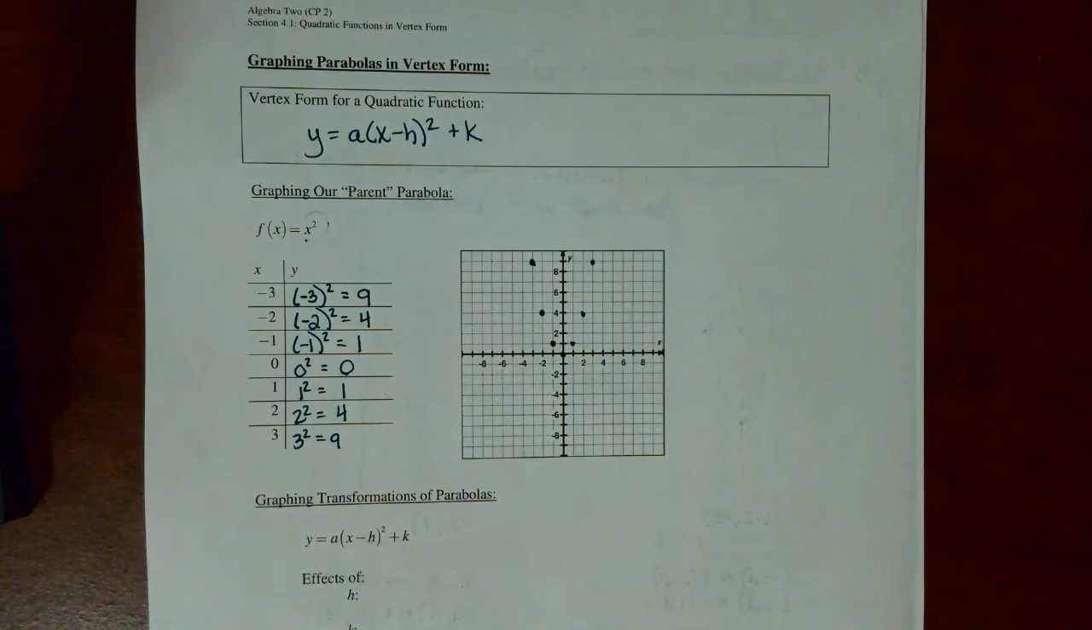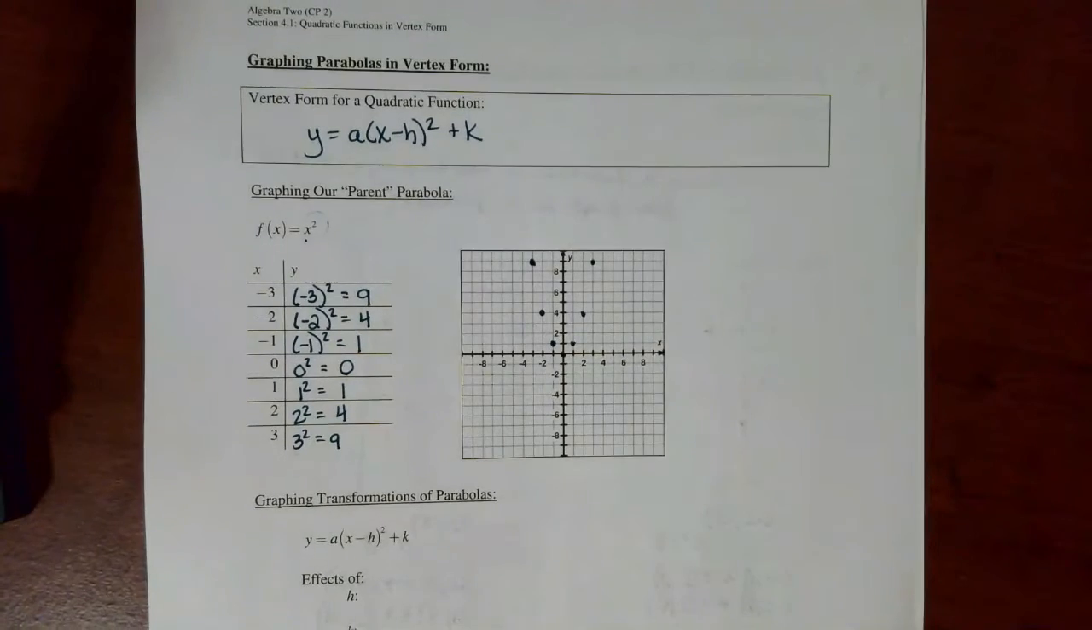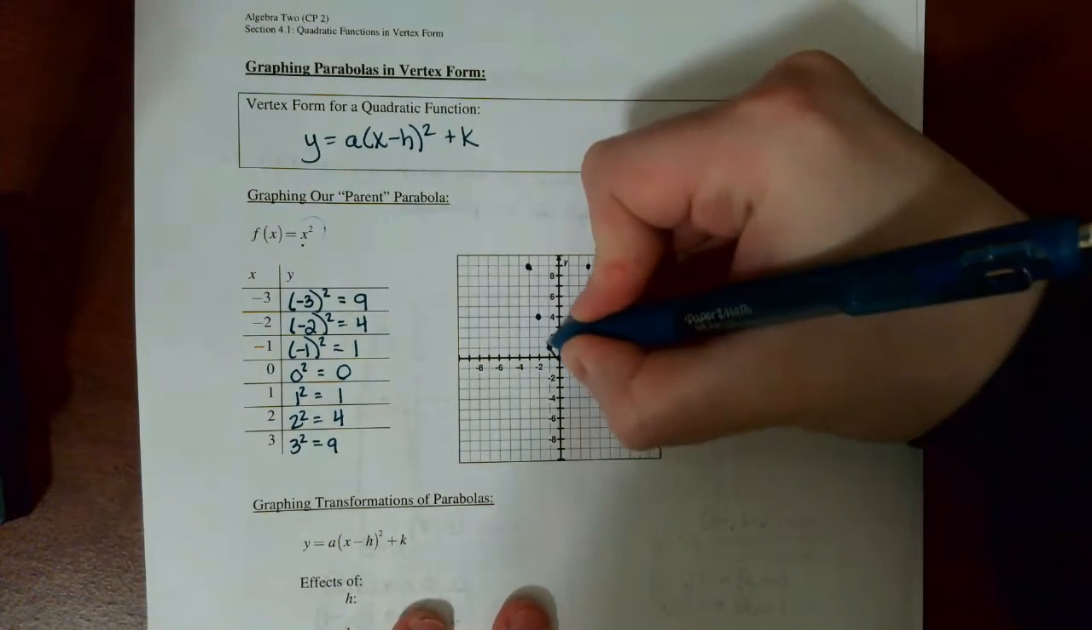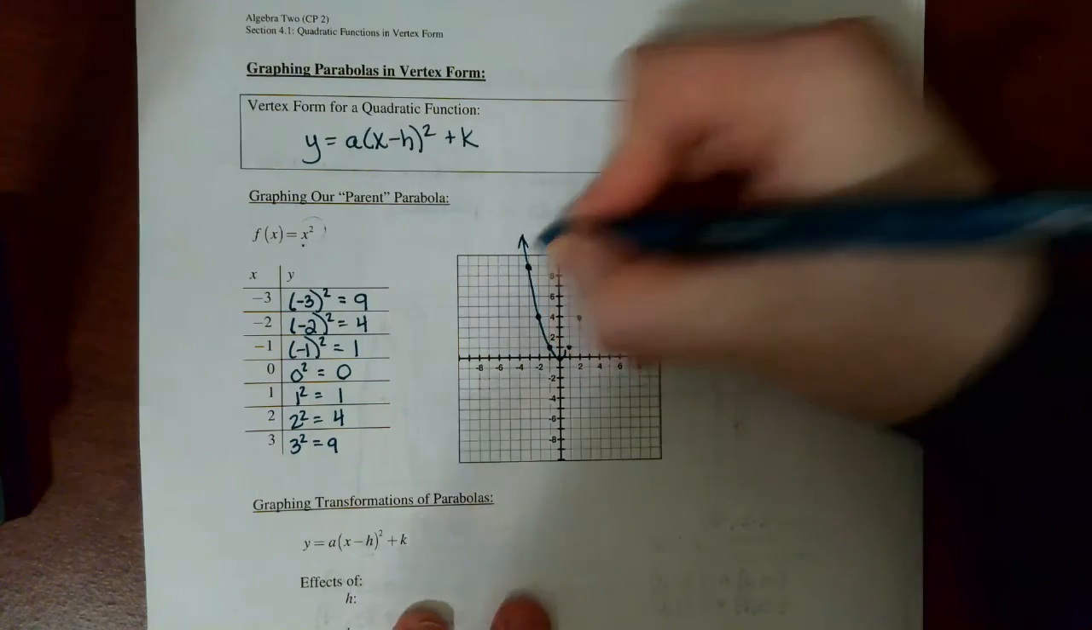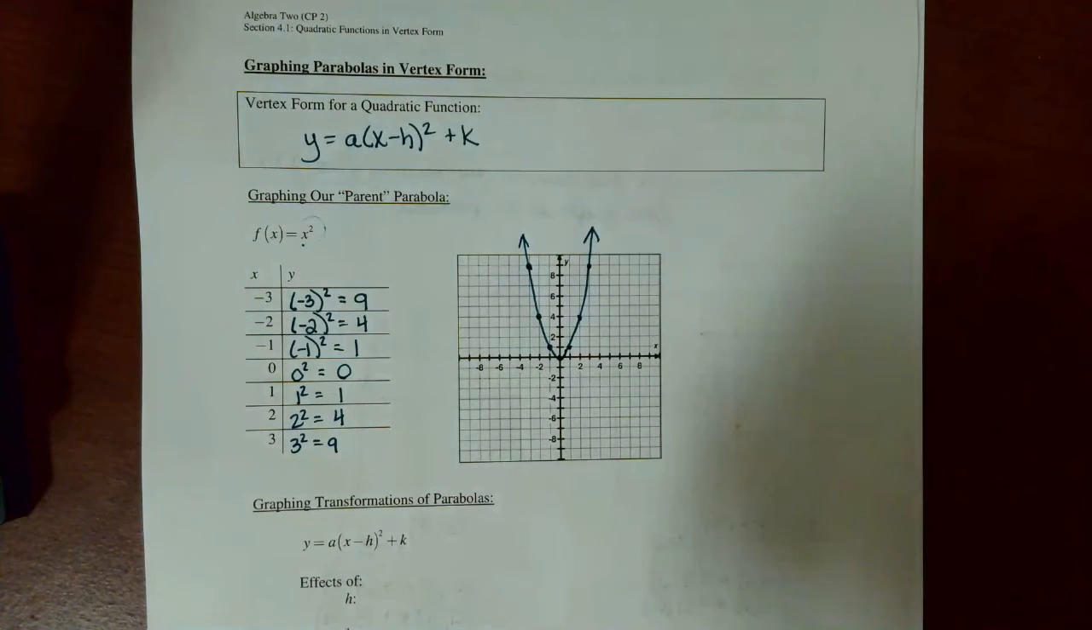I'm going to connect these, but I'm not going to connect them with a line. I'm not going to use a ruler or anything like that. My graph is going to be a little bit curved, and we're just going to do the best we can. It's going to look something like this. And this is our basic parabola.